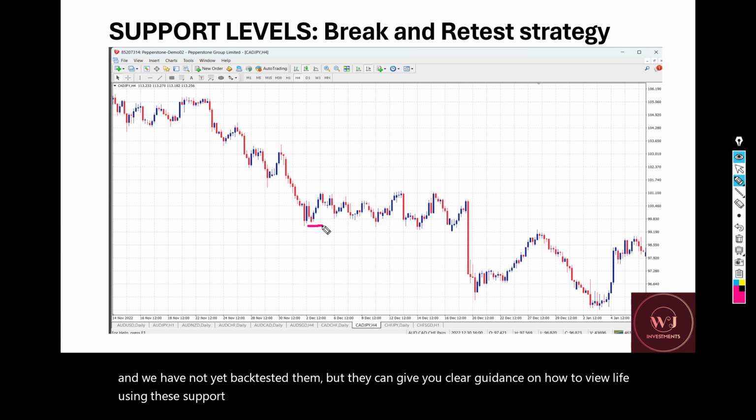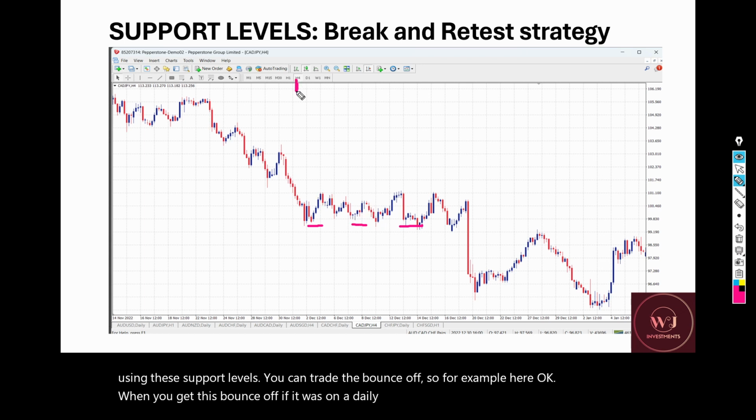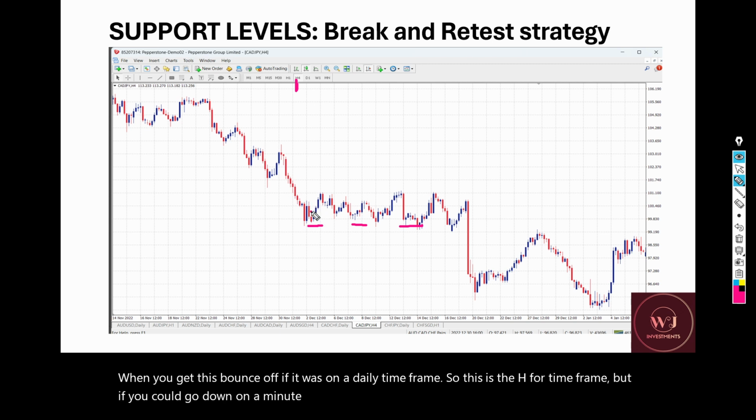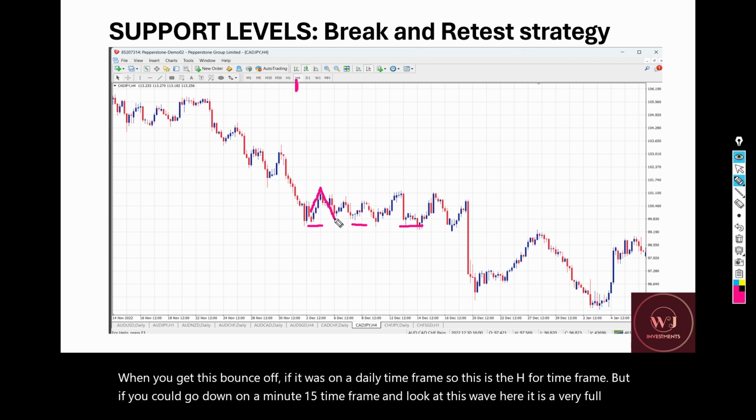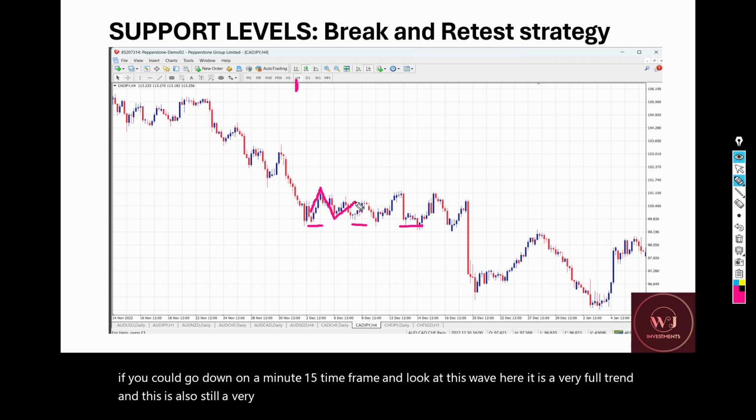You can trade the bounce offs. For example here, when you look at this bounce off, if it was on a daily time frame, so this is the H4 time frame, but if you could go down on a minute 15 time frame and look at this wave here, it is a very full trend, and this is also still a very full downtrend. Still, this is a very full trend. All these will be explained in professional videos to come.